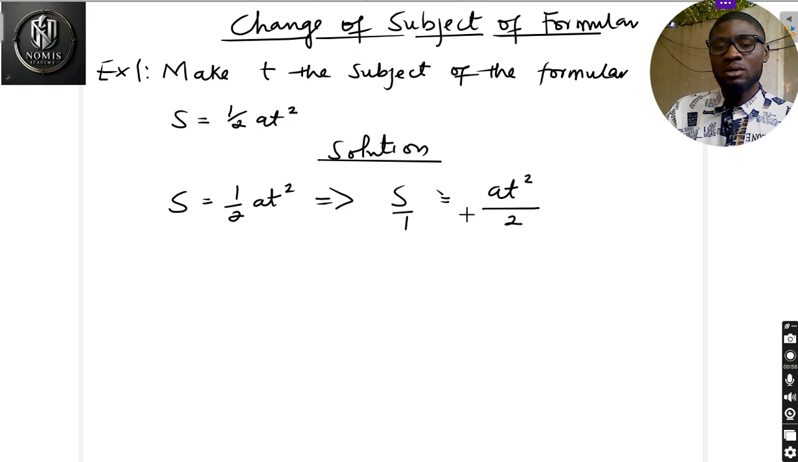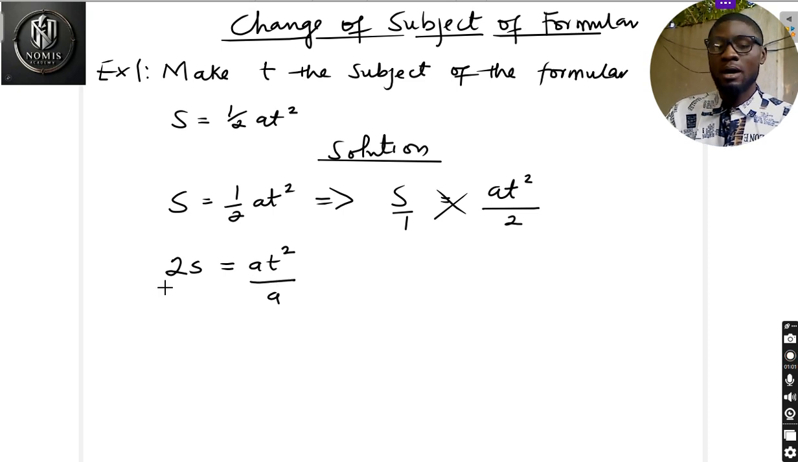So from here I can cross multiply. If I cross multiply, we have 2 times S, that's 2S, equals at squared. Now, to make T isolated, to stand on its own as the subject of the formula, any other thing attached to T must be separated. So the next thing is to divide both sides by A. A cancels A, and I'm left with T squared equals 2S all over A.